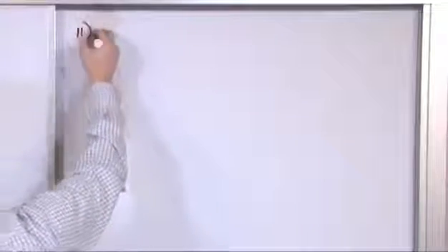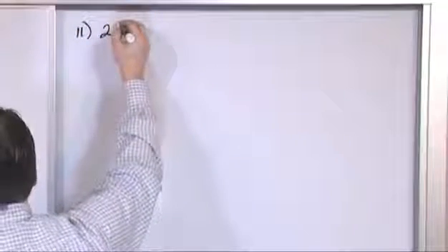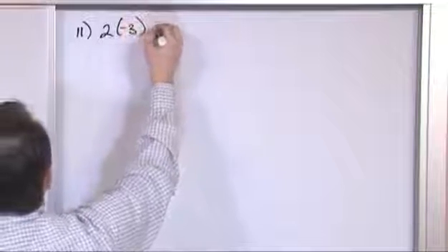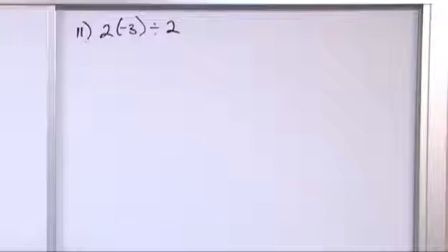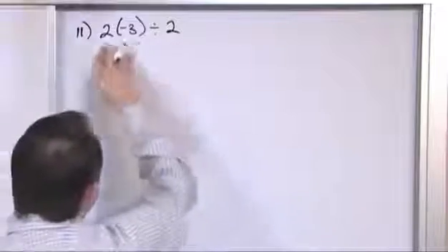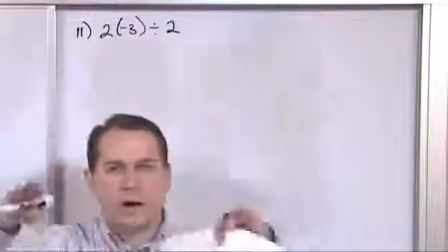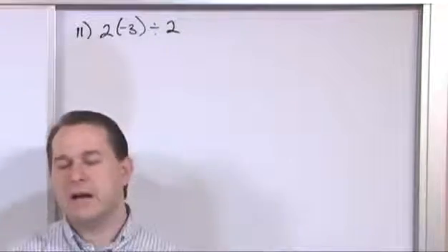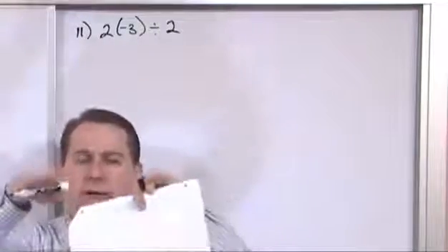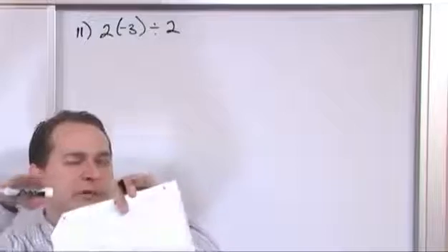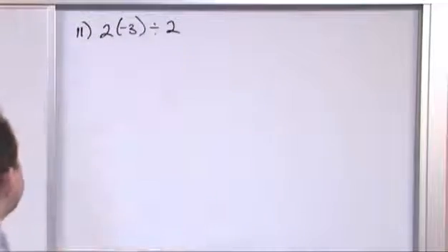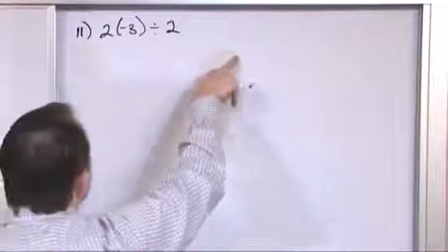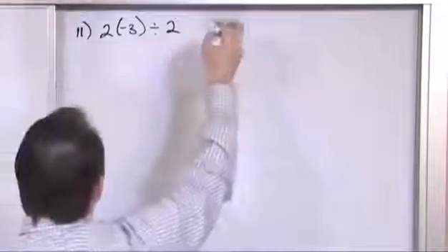So what if you had, next problem, 2 times -3 and then divide by 2. Now, in this case, multiplication and division are on equal footing with one another. Addition and subtraction are also on equal footing with one another. So anytime you have multiplication and division on the same level like this, the same line, then you just go from left to right. You work on it like a sentence. You start here and you go that way.